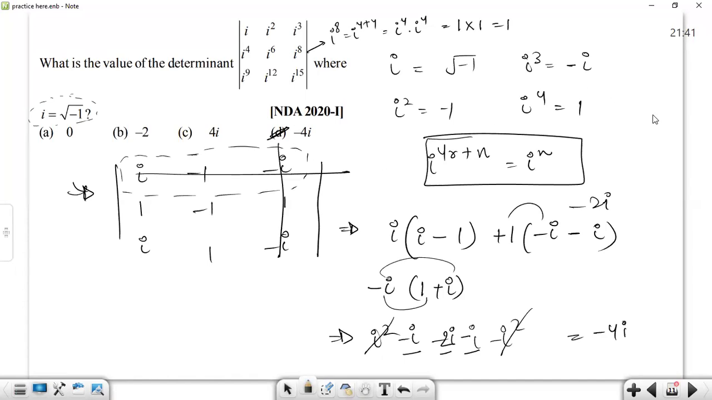Clear? Shall we move ahead? Yes, yes. Danish.